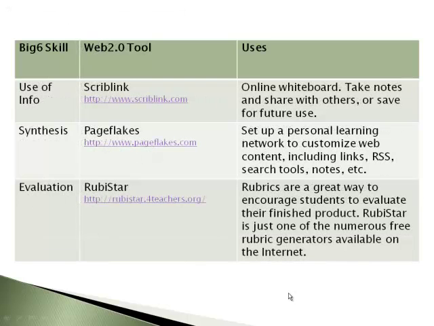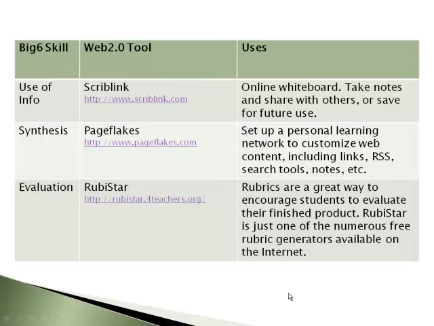And here we have the other Big 6 skills. Use of information. You might try Scriblink, an online whiteboard where you can take notes. When we synthesize our information, we're taking all the information that we have gained, whether it's from books, journal articles, web pages, a combination, and bringing it together. Well, why not use Page Flakes and set up a personal learning network where the students can bring all the web-based content into one area?